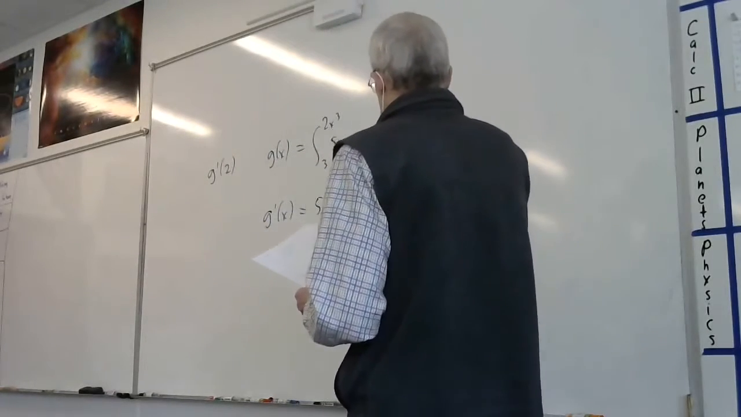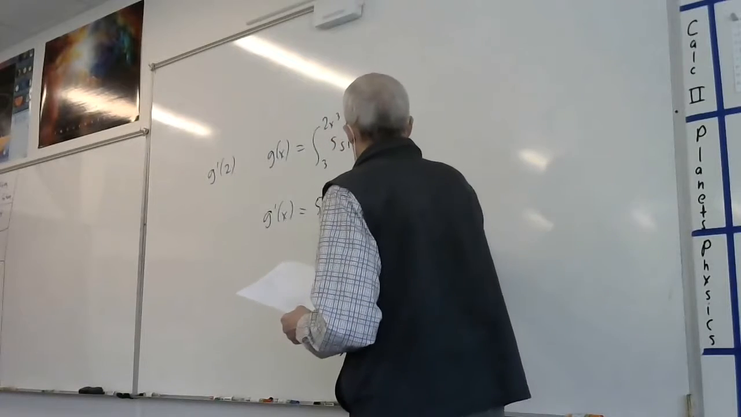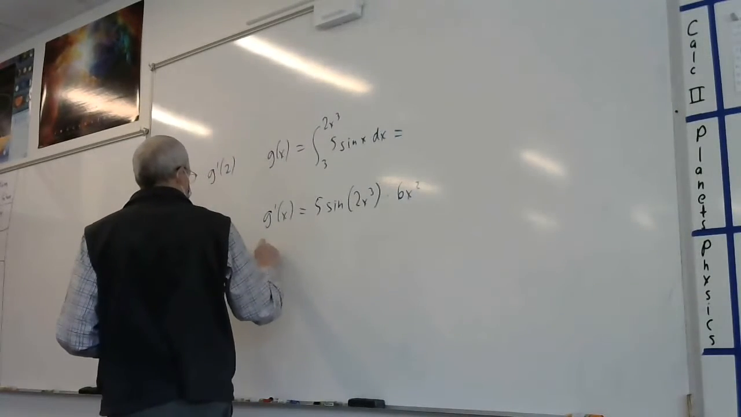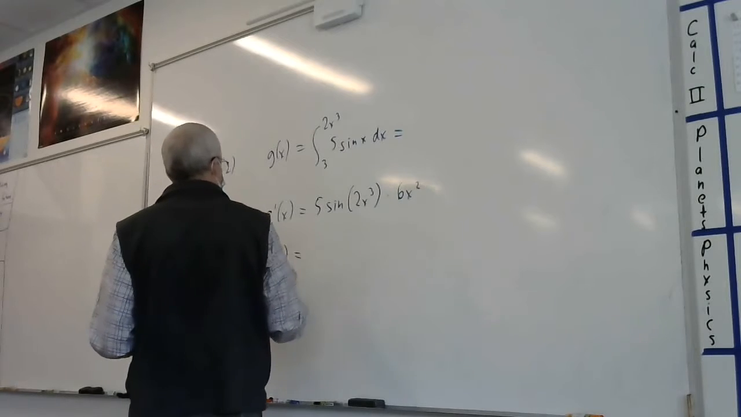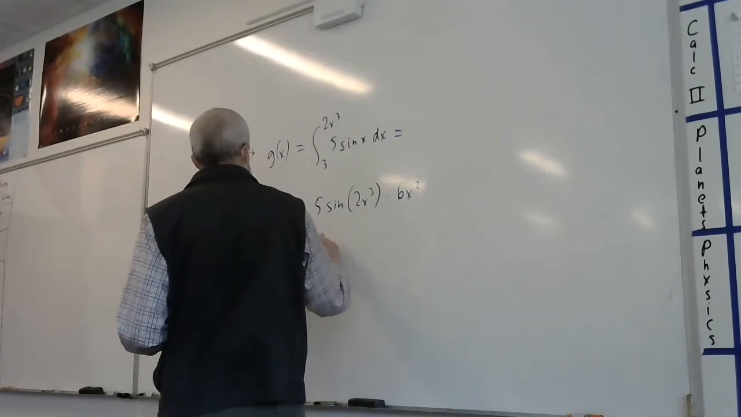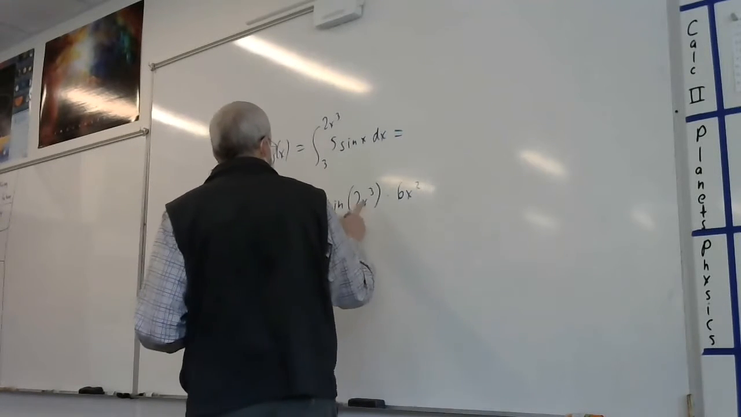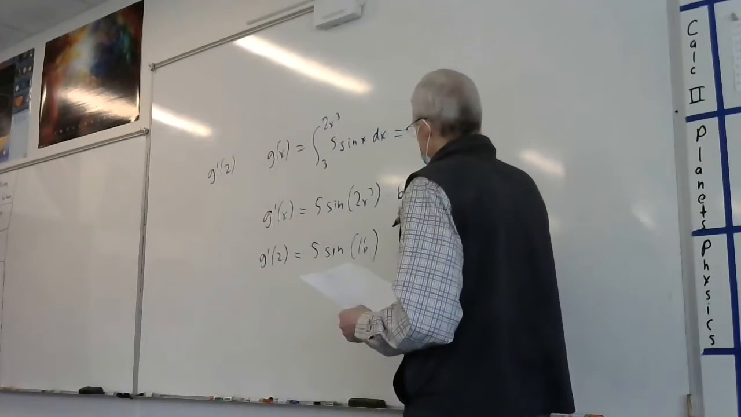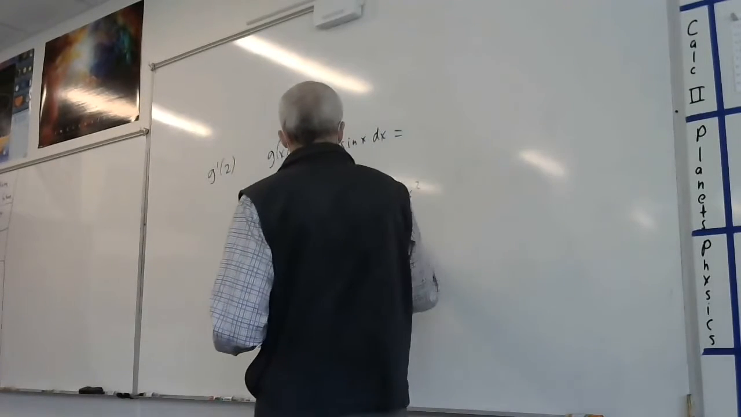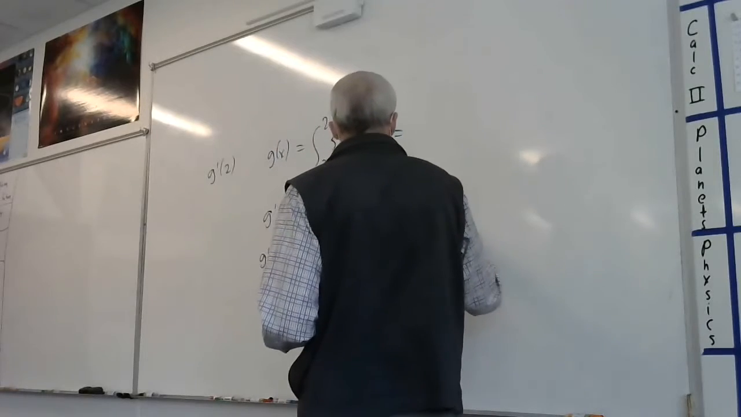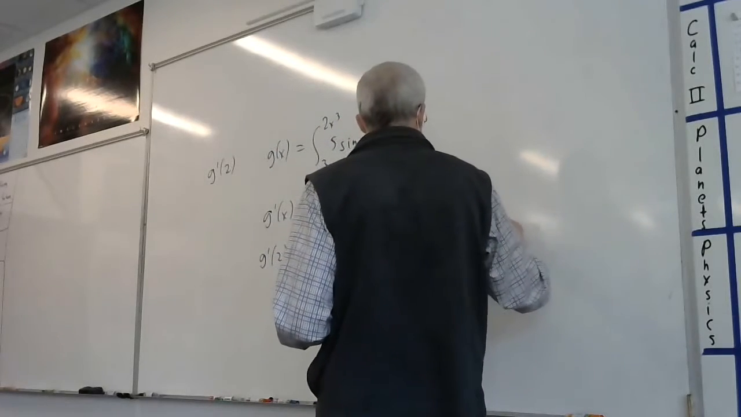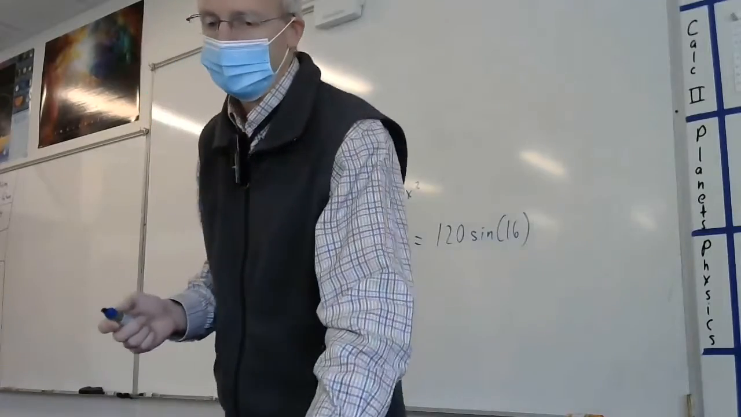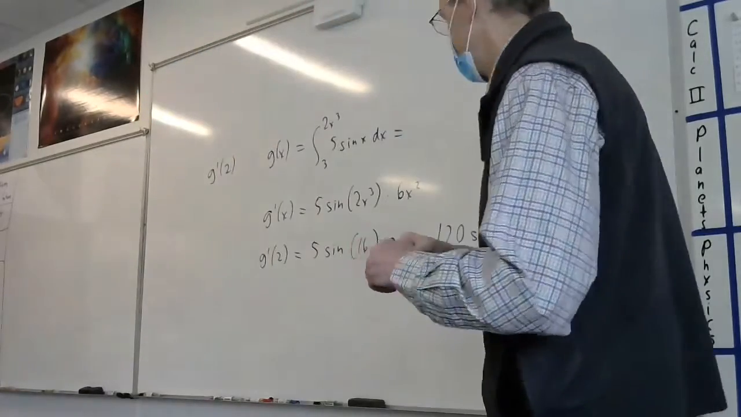Gets rid of the integral. You just plug that in. Use the chain rule. Now, g prime of 2, you just stick a 2 in, is 5 sine, let's see, that's 16. 16, that's 6 times 4, 4 times 24, so it'd be 120 sine of 16. I said just to leave it as sine of 16. You could get a number for it, but that's the perfect answer.